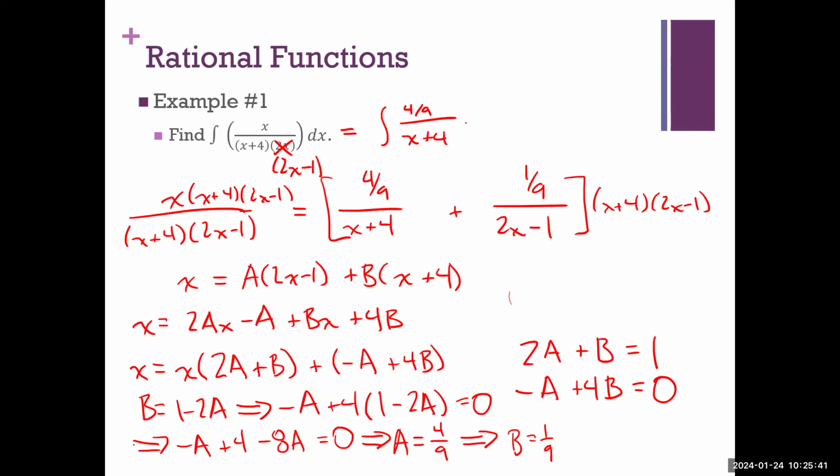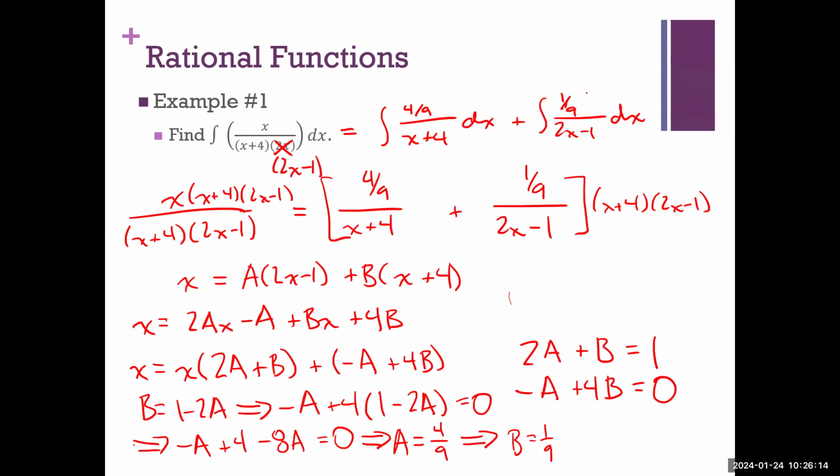So now I have these two integrals. The integral of 4/9 over x plus 4 plus the integral of 1/9 over 2x minus 1. Similar to finding the c and then plugging it back in. Yeah, we have to find some unknown constants, and there is some kind of backtracking here. So I've traded my very complicated integral for hopefully a pair of integrals that I can do more simply.